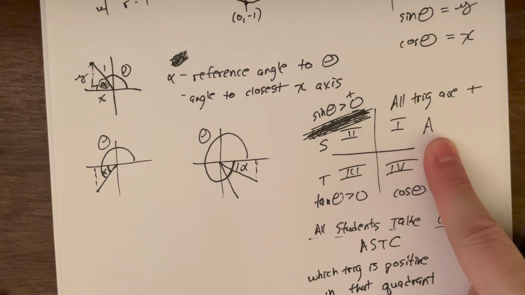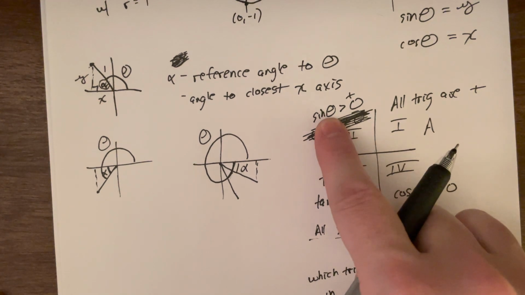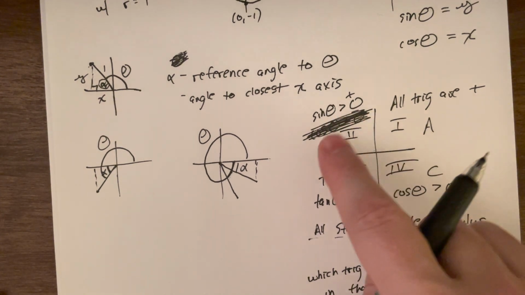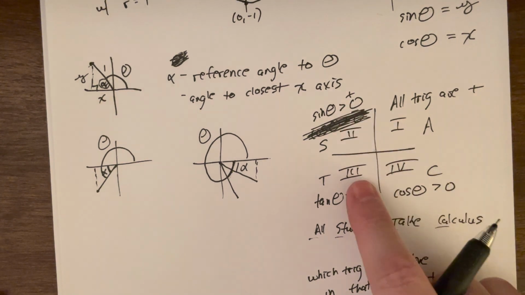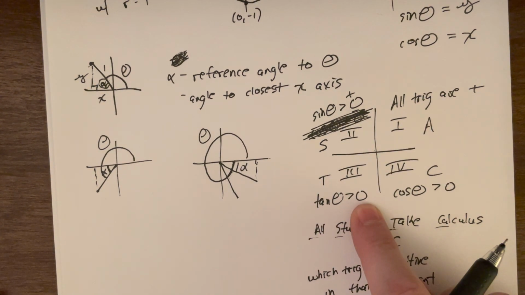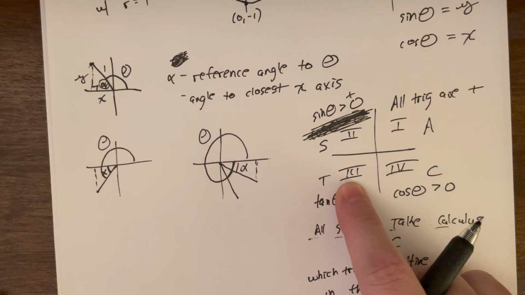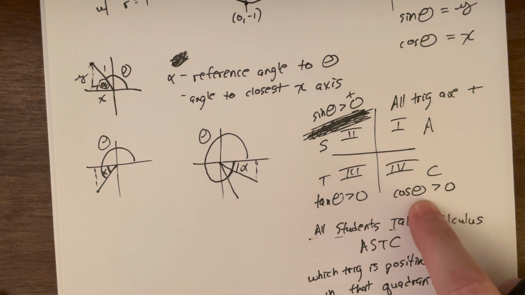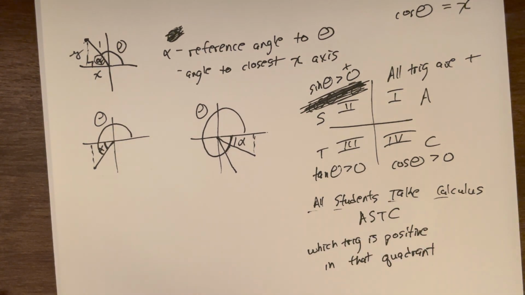So A stands for all. All the trig functions are positive. S stands for sine. Only sine is positive. So therefore, if you're dealing with cosine or tangent, that is not sine, and the trig function is not positive, therefore negative. Quadrant 3, the T. Only tangent is positive. Therefore, if you have sine or cosine in quadrant 3, you get a negative value. And then the C stands for cosine. In the fourth quadrant, only cosine is positive. If you have sine or tangent, you're getting a negative from that quadrant. That's how we're supposed to understand that.